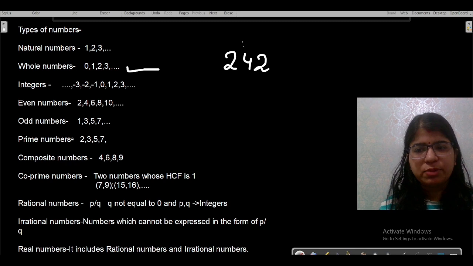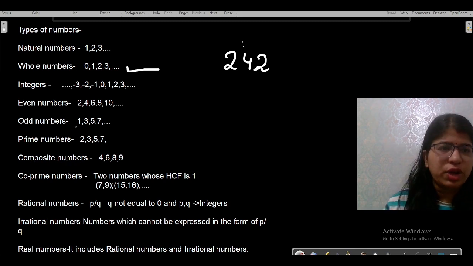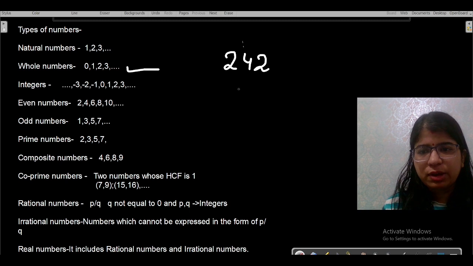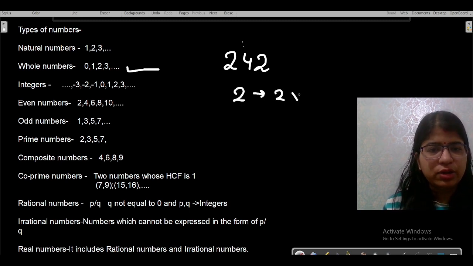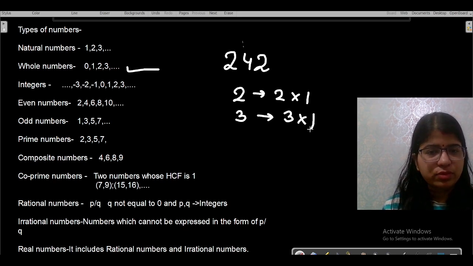Now what do we have? We have prime numbers. What are prime numbers? Prime numbers are numbers which have only 2 factors. If I give you an example, 2, then we can write 2 as 2 into 1. We have only 2 factors here. Then 3 also, how will we write 3? 3 into 1.